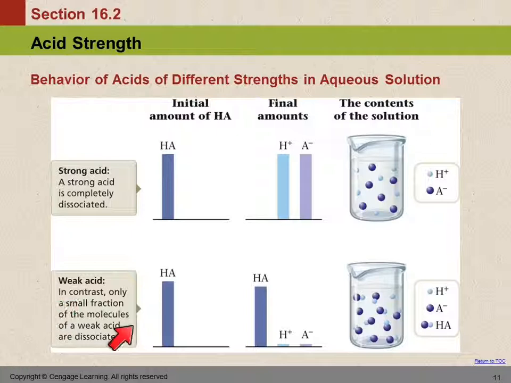For a weak acid, adding the same amount of acid, you're only going to get a little bit of hydrogen ion and a little bit of anion here. Most of it is going to still be the intact molecules. And so when we look at the picture in the beaker, we see there's one hydrogen ion and the anion, but most of them are still stuck together. Okay, does that make sense? Strong acid comes apart completely into ions. It conducts electricity strongly because of all those ions. A weak acid dissociates only a little bit.